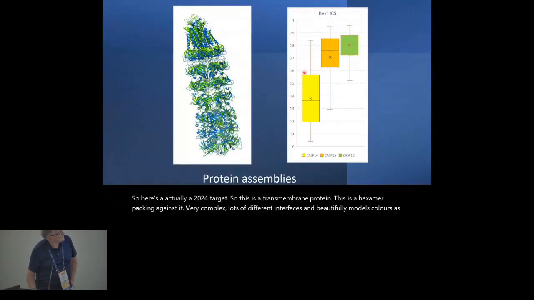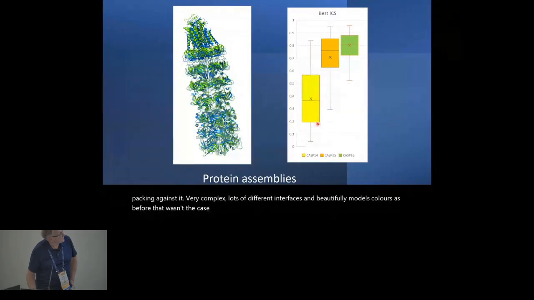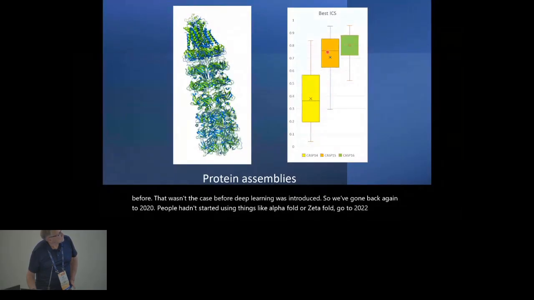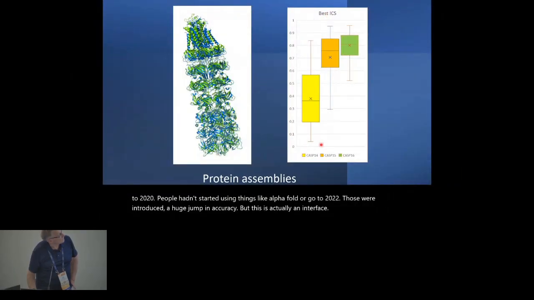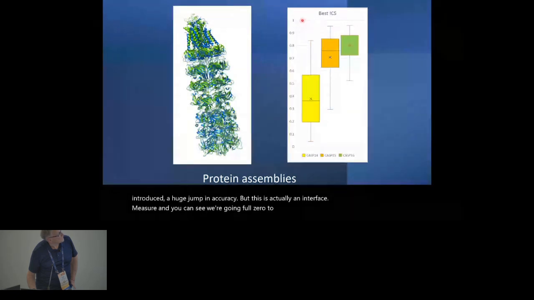That wasn't the case before deep learning was introduced. So we've gone back again to 2020. People hadn't started using things like AlphaFold or RosettaFold. Go to 2022, those were introduced, a huge jump in accuracy. But this is actually an interface accuracy measure, and you can see we're going full 0 to 1 here. So we're not at the top end.